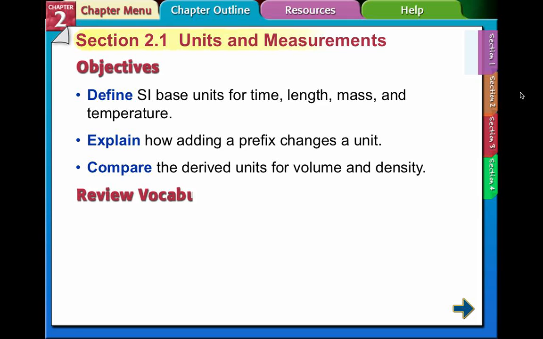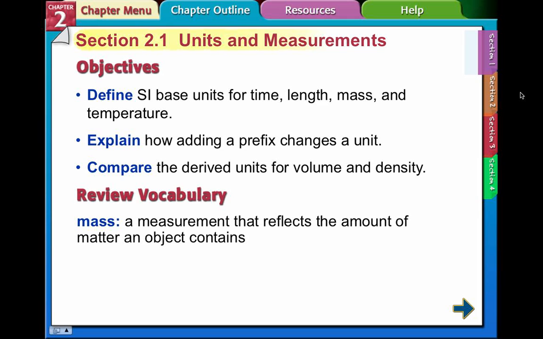Okay, the objectives for section 1. Define the SI units for length, time, mass, and temperature. Explain how adding a prefix changes the unit. Compare derived units for volume and density.